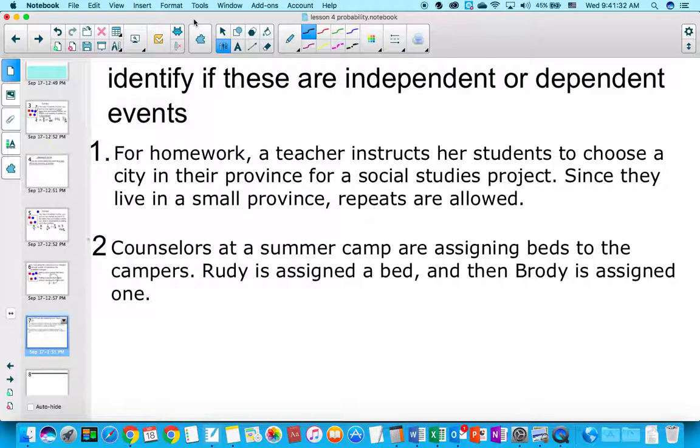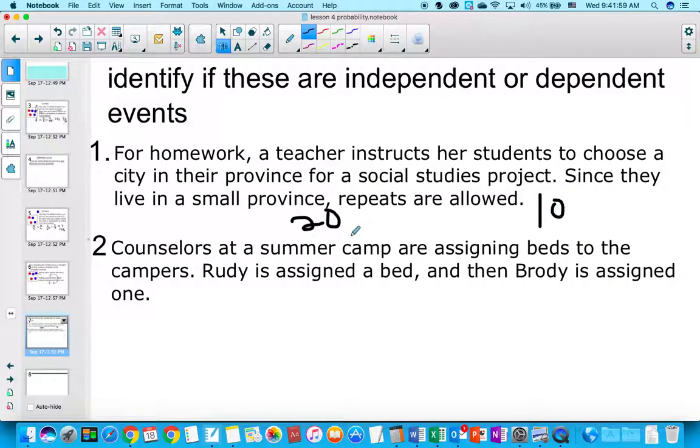Well, if you think about it, if any student could say any city in their province, and they could say the same city, that means the total number of cities that they could pick from doesn't change. So let's say there were 10 cities in this province, and there are 20 students. Each student could pick a name of a city.